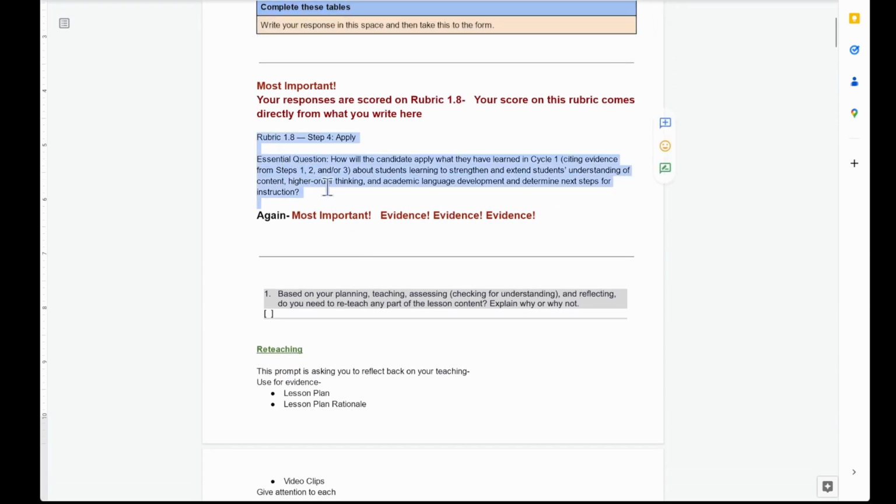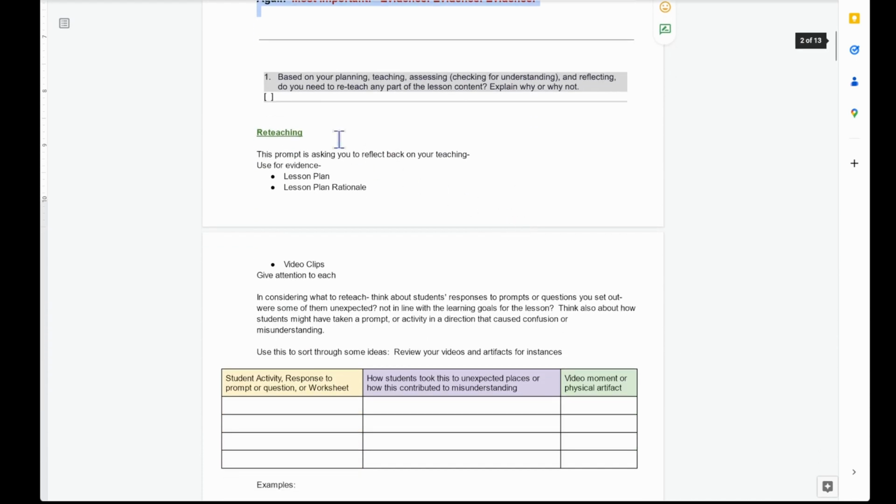The application one is mapped directly onto 1.8. Again, evidence, evidence, evidence, especially video evidence. And you can see here's the first prompt. Based on your planning, teaching, assessing, and reflecting, do you need to reteach any part of the lesson? Explain why or why not.